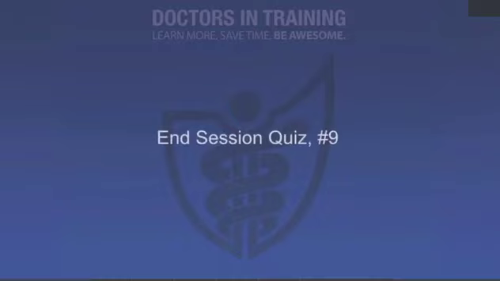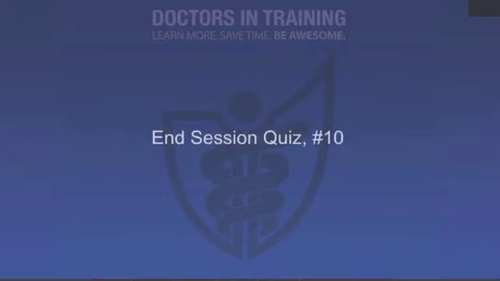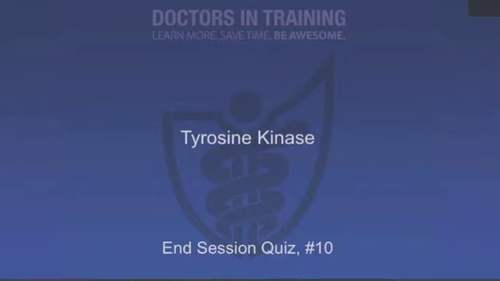Which insulin can be administered IV? Well, pretty much it's all of the short-acting insulins, and those include regular, aspart, lispro, and glulisine. What type of cell receptor is activated by insulin? Well, that's tyrosine kinase. And that's the end of the in-session quiz for diabetes mellitus and insulin part 1.